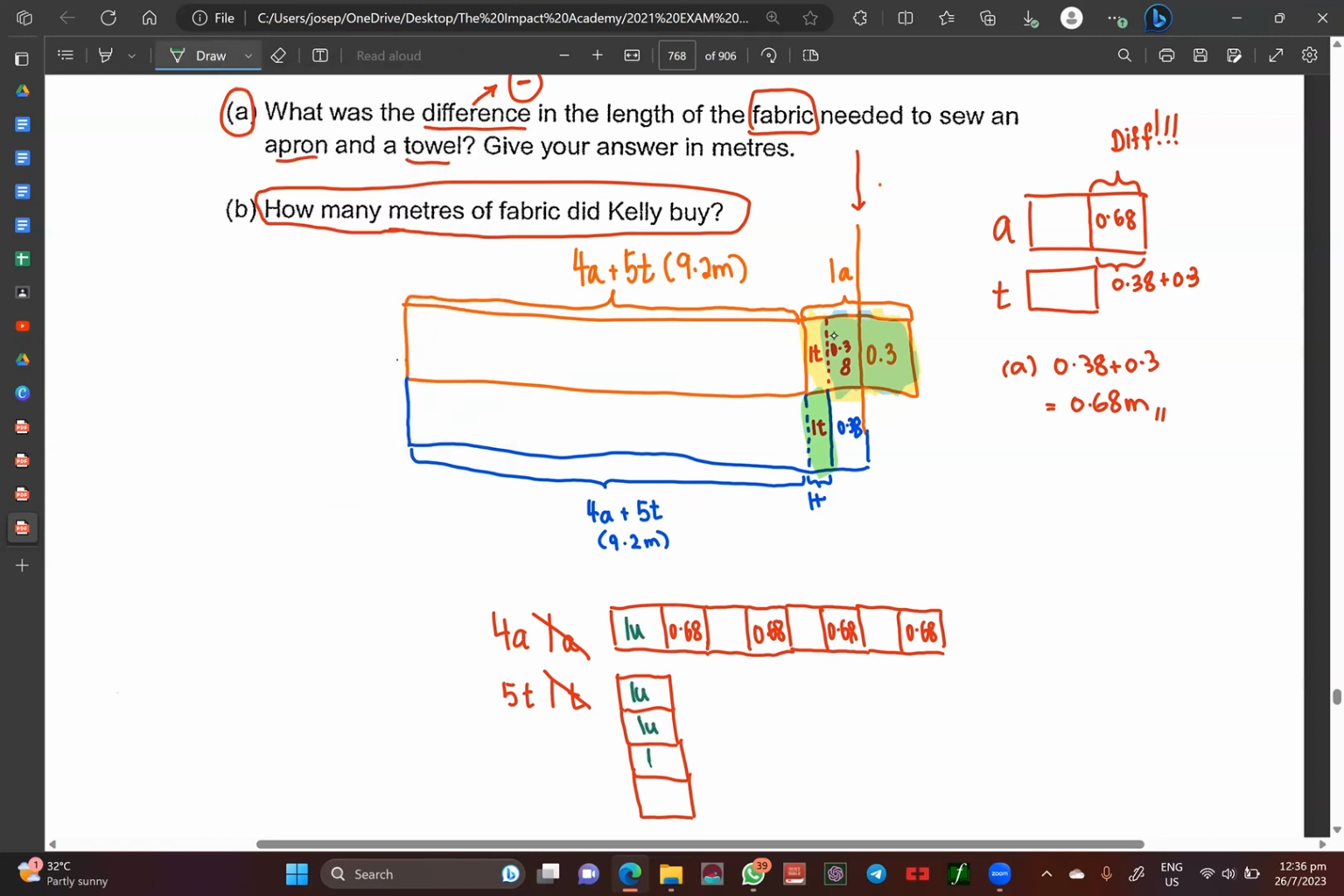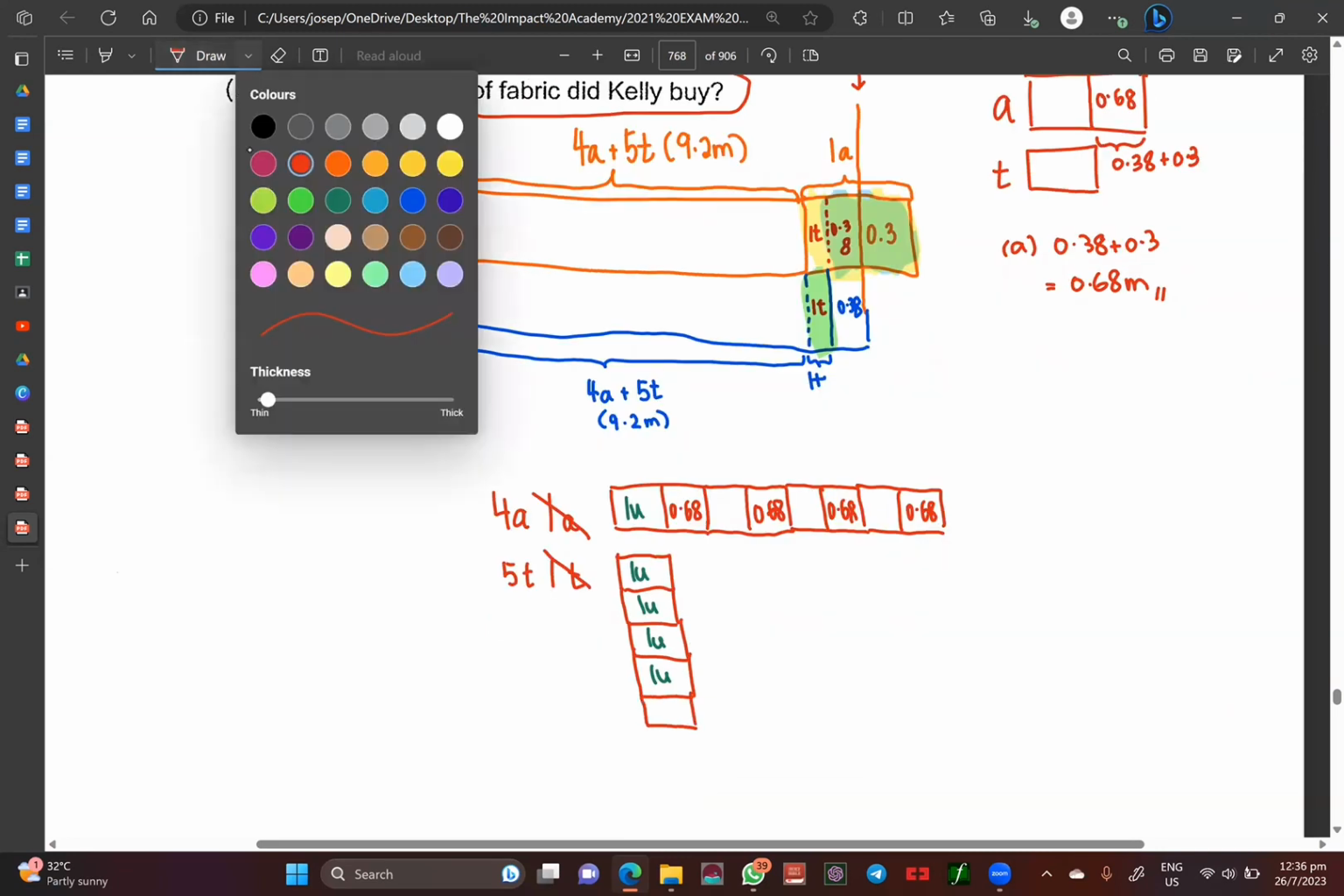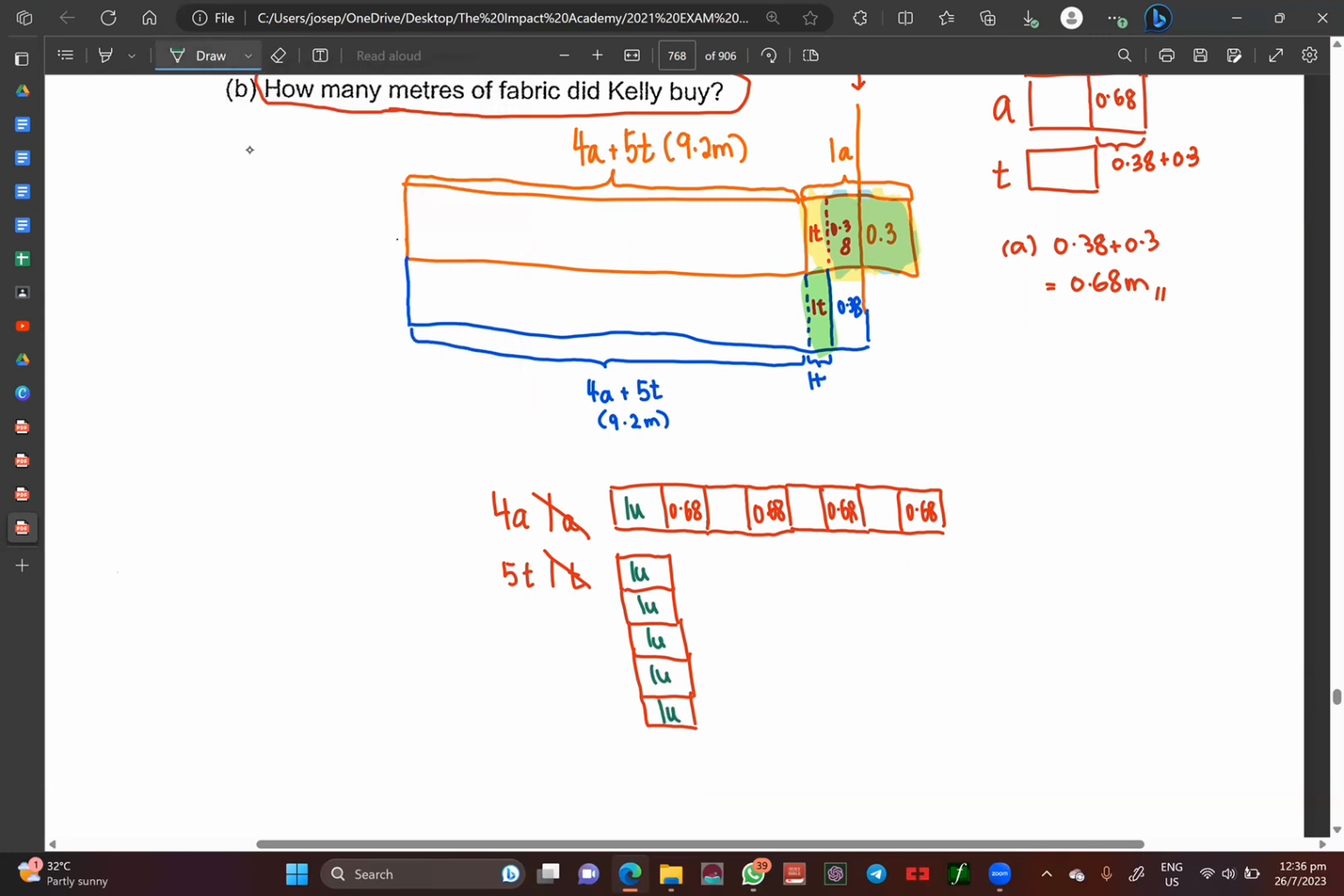All right, so from here it's very obvious to me that all of these are what we call my 1 unit. Oh, I forgot that it should be 5T, so I should add one more. Can you see 1, 2, 3, 4, 5? All of these are my 1 unit, and I know that my total is 9.2 meters. Make sense?